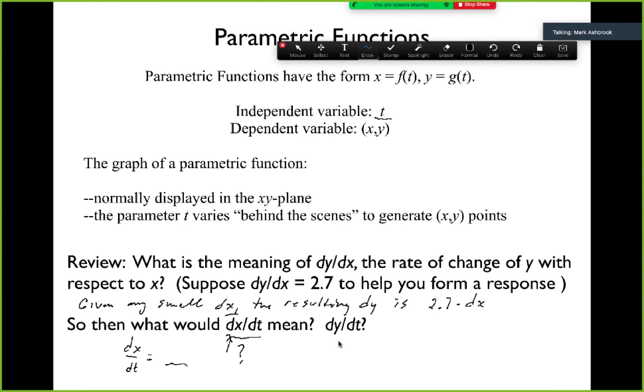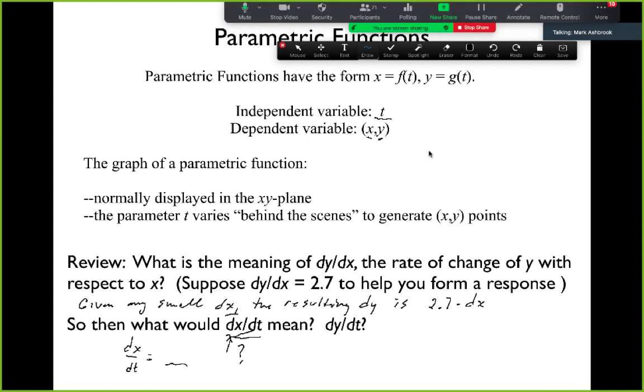Similarly, dy/dt: given any change in t, the change in y would be the rate of change times as much as the change in t. Okay, so we can apply the same meaning to rate of change when it comes to parametric functions as we can to y as a function of x that we did before. It's just now that there's two first derivatives, dx/dt and dy/dt. Both of these, x and y, are changing at some rate with respect to t, according to whatever the function is.